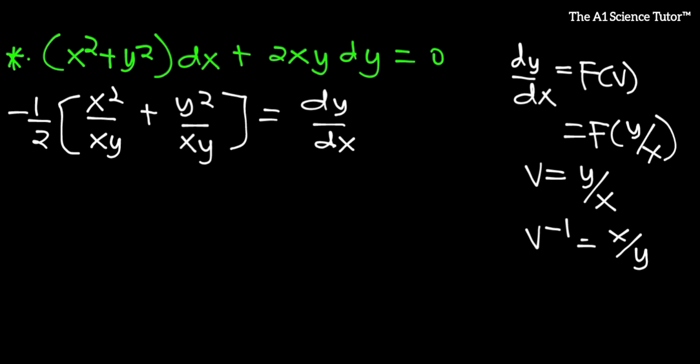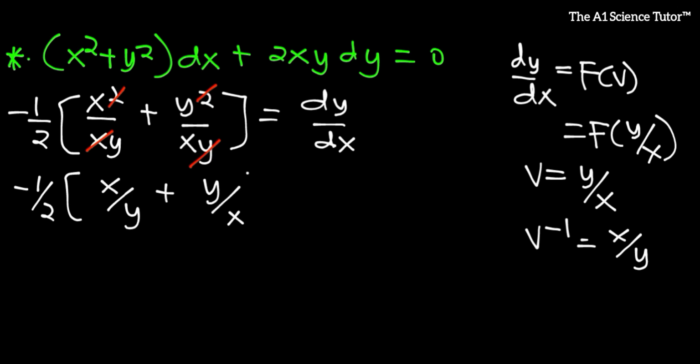Now, we know that x can cancel out 1x from here. And here, we can cancel 1y out. So that we should have -12 times x over y, plus, here we have y over x. This is equal to dy/dx, right?